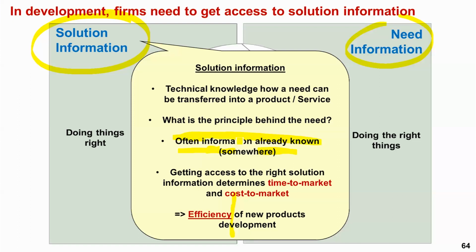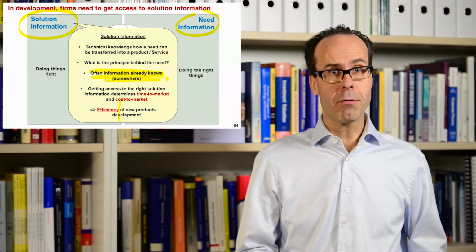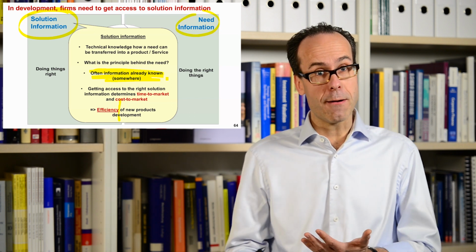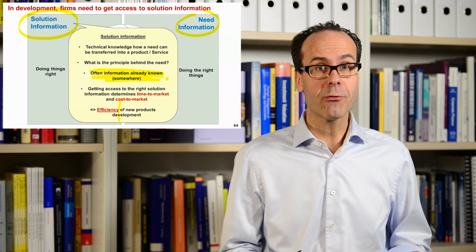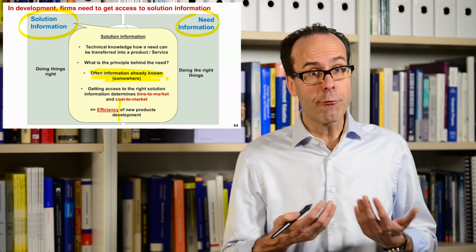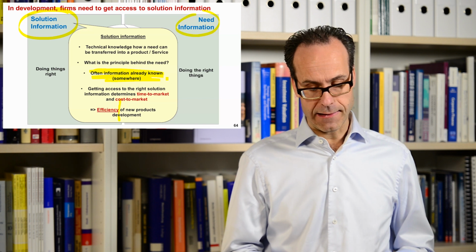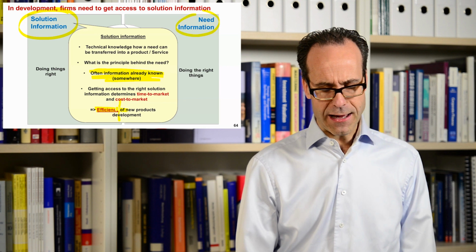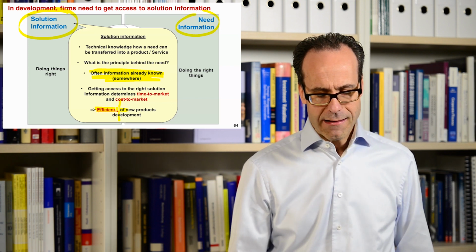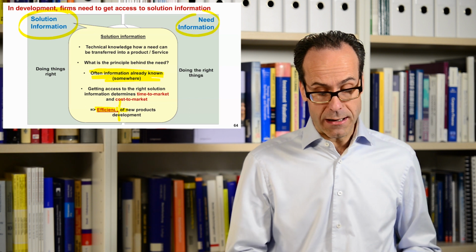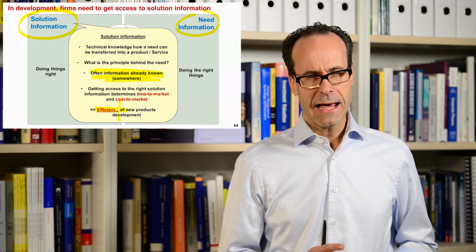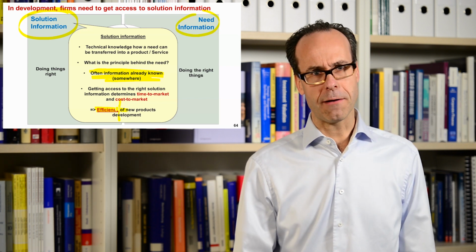And here it's often information that is already known somewhere. This could be basic technical principles, science principles, or perhaps a solution already found in a different industry. However, sometimes the information does not exist and we have to create it by an innovative process in the company. And so this talks about the efficiency of the innovation process or new product development. It's determining the time or the cost to market.